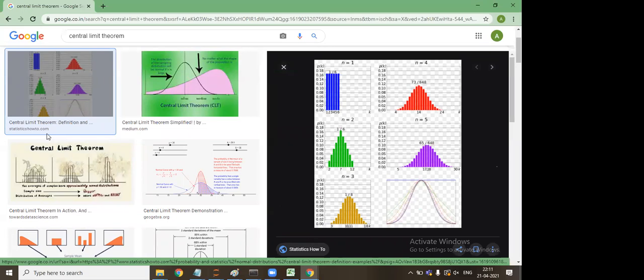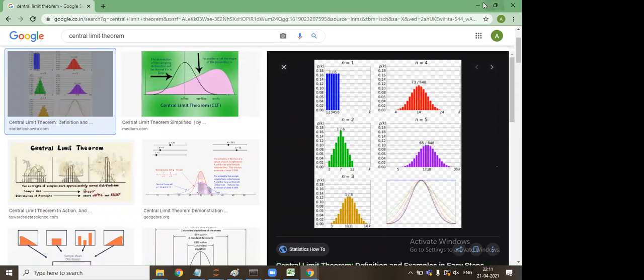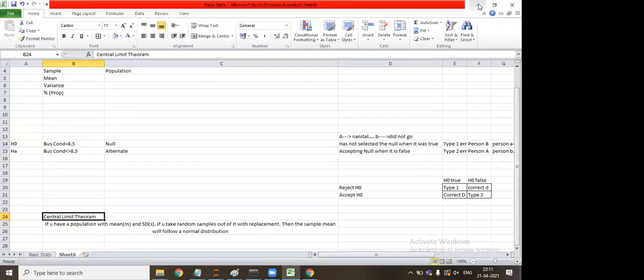Okay, sir. So if we take an example, n is the number of samples, not the sample size. The thing is, the sample size should be sufficiently large. That is what I can say at this point of time.